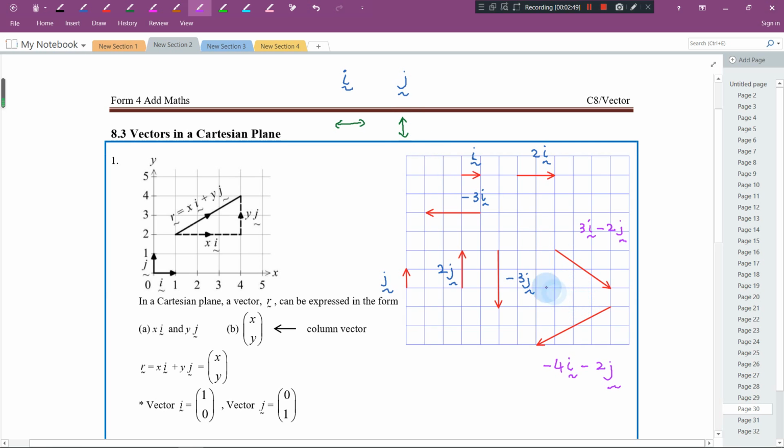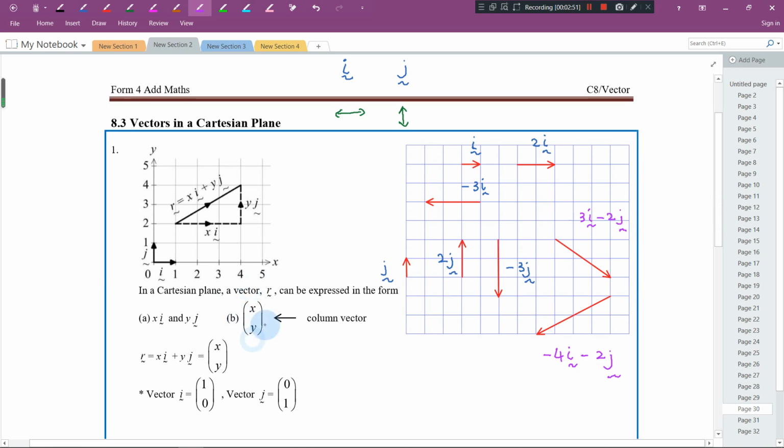Okay, besides writing the vectors in this form, you also can use this form to represent the vectors, column vectors. So for example, we need to write 2 numbers, one on the top and one at the bottom. The number on the top here is for i. This is for j. So for example, that's negative 4i, negative 2j, right? Besides writing in this form, I also can write in this form. Negative 4, negative 2. If I write in this form, I don't have to write i and j. People understand that this is for i and this is for j. How about this? 3, negative 2.